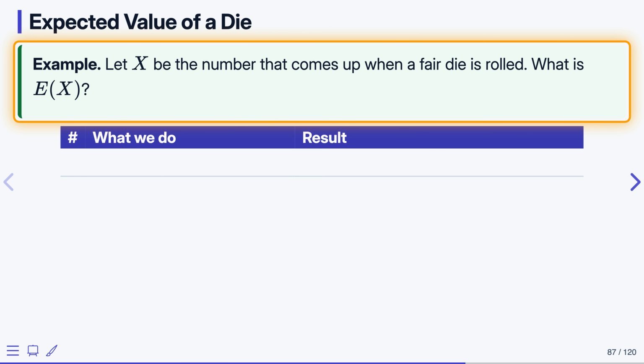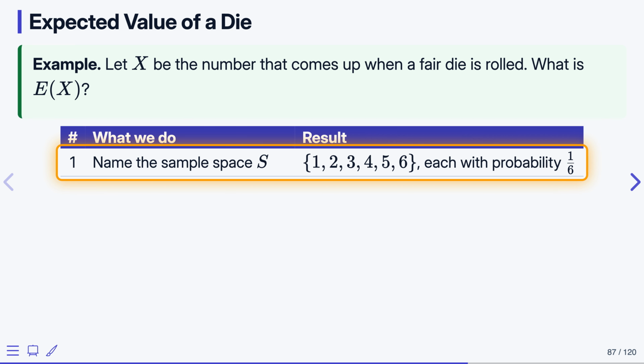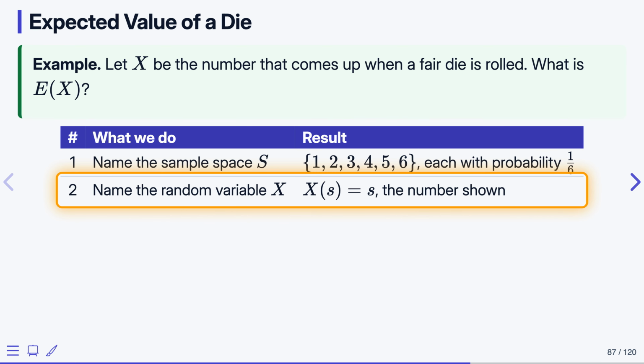Let's find the expected value of a die. X is the number that comes up on a fair roll. Step 1. The sample space is the 6 faces. The die is fair, so each face has probability 1/6. Step 2. The random variable is the number shown, so X(s) is just s. Now we can do the working.